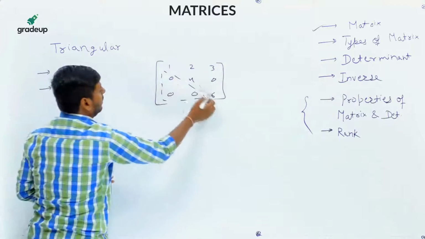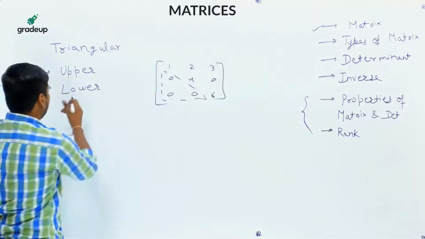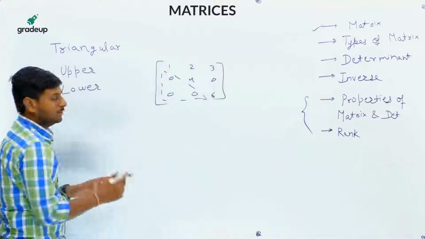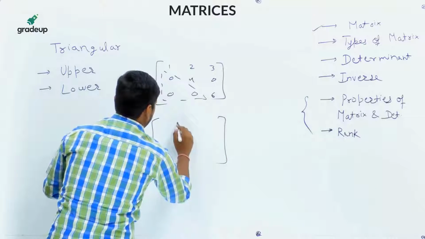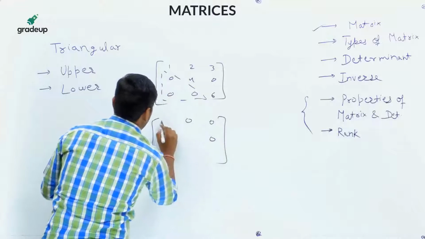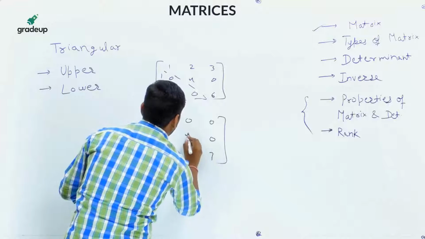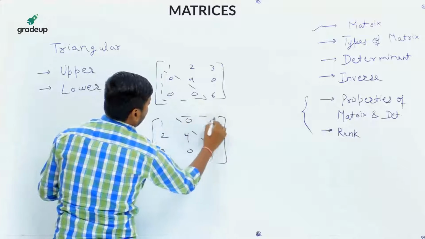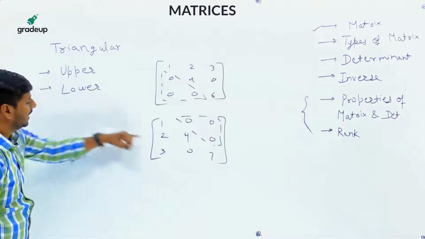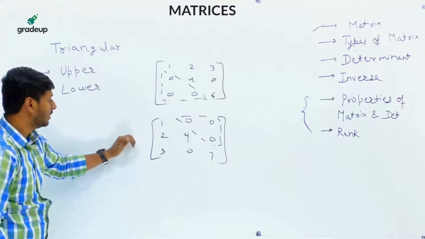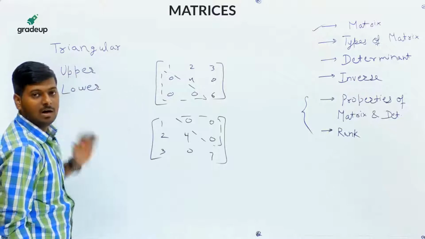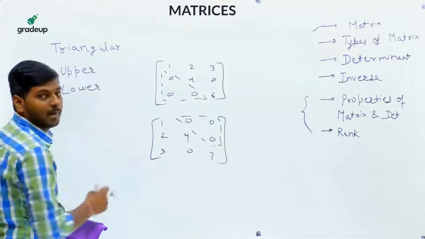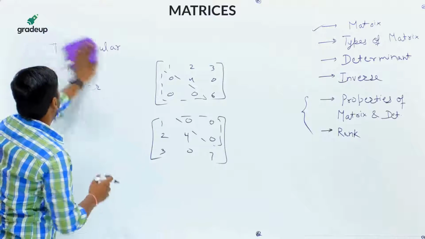This is an example of an upper triangular matrix. While in a lower triangular matrix, all the upper triangle elements will be 0. So the upper triangle elements are 0, while the lower triangle elements have some values. So this is an example of a lower triangular matrix and this is an upper triangular matrix. Okay, now let's move to the third topic, determinants. How to find the determinant of a matrix.